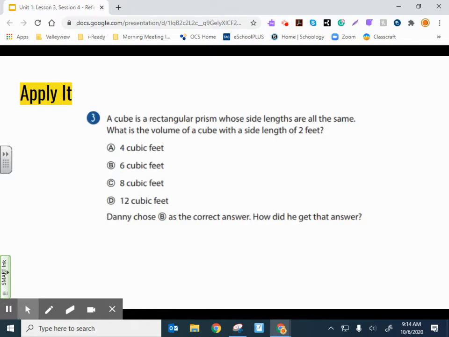Next one. All right. A cube is a rectangular prism whose side lengths are all the same. So that's something that's very important to remember. So we're talking about a cube, which we know is, try to draw a cube here. Every side on a cube is the same. It says the volume of a cube with a side length of 2 feet. So if we know one side of a cube is 2, we know every other side is also going to be 2. So we basically have volume is length times width times height.